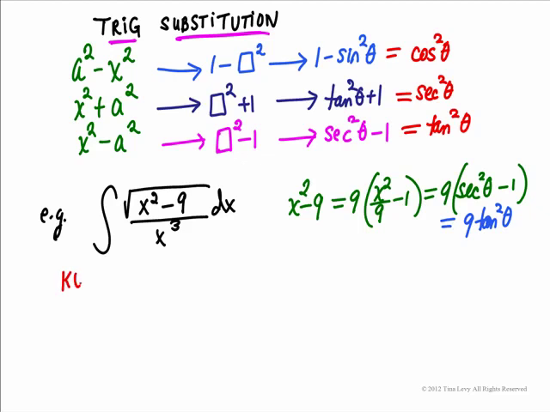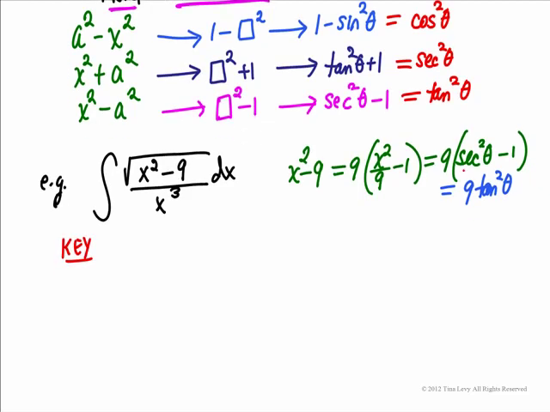Now I create what I call the key for this problem. What I look at here is I see that secant squared got to replace x squared over 9. So I go x squared over 9 is secant squared theta. First we'll take the square root of both sides. We get that x over 3 is secant theta.